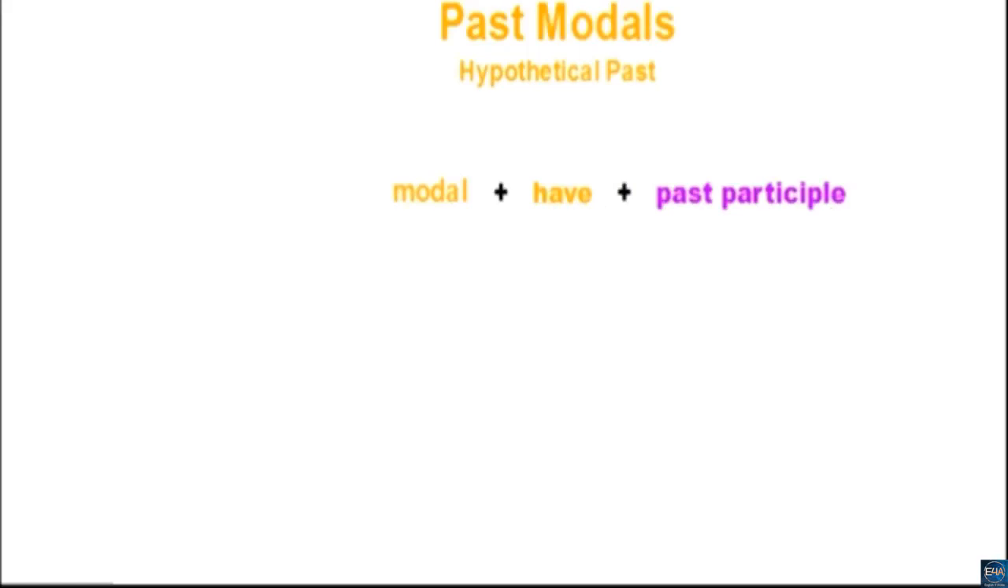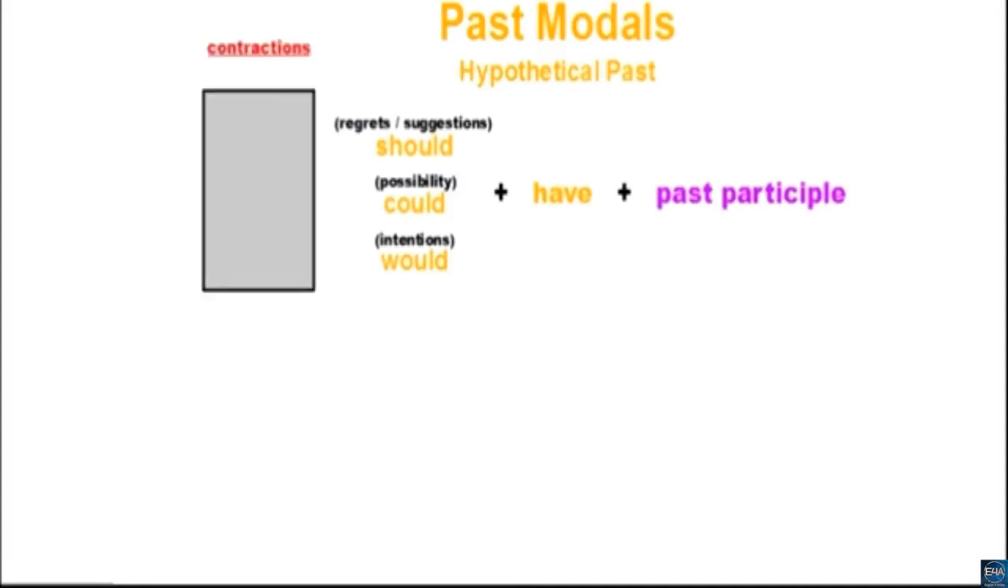So what type of modals do we use? Well, let's take a look. We have three that we use normally: should, could, and would for the hypothetical past. Should we use mostly for regrets and suggestions. Could we use for possibilities. And would we use for intentions. So we use should, could, and would, plus an auxiliary have, plus the past participle. And that's the past modal.